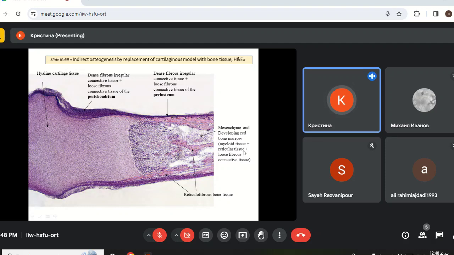Reticular tissue, as you remember, is the stroma tissue. It is the supporting tissue of the red bone marrow, and also some amount of loose fibrous connective tissue develops here from mesenchyme.